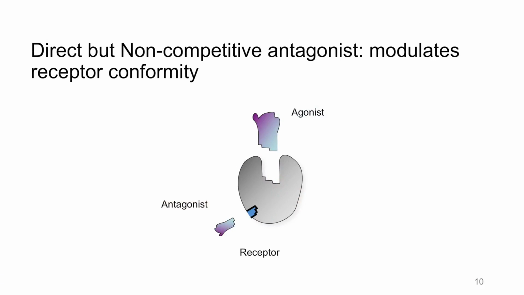For an antagonist, you can have a direct but non-competitive drug. Here we see a receptor with an agonist that would normally bind to and activate the receptor. Now we have an antagonist with its own binding site. It's non-competitive because it's not stealing the agonist binding site. But when the antagonist binds to its own site on the receptor, it causes the receptor to change shape. That is, a conformational change in the receptor. And now the agonist binding site is no longer available.